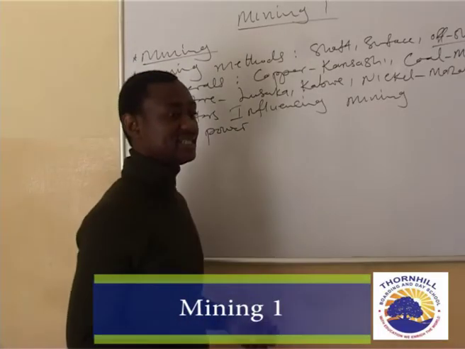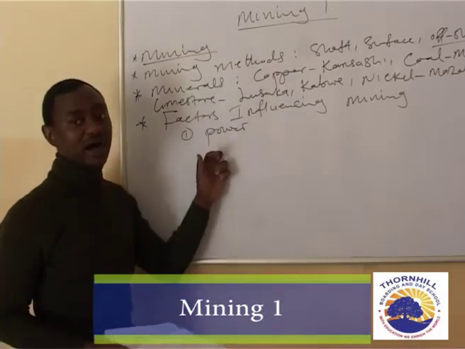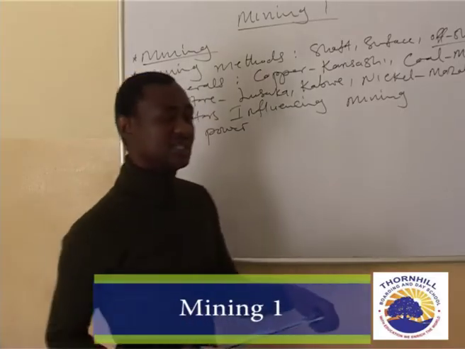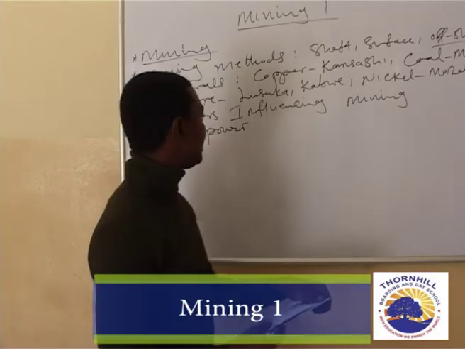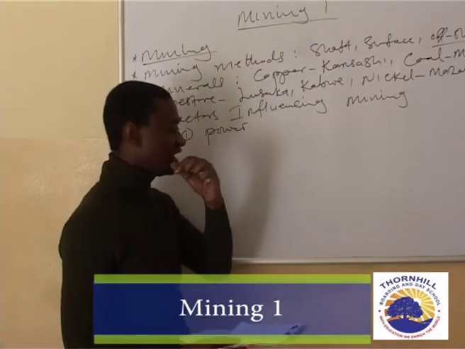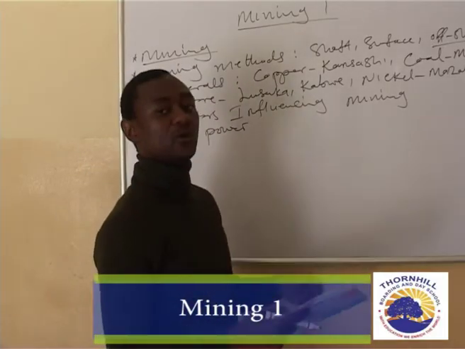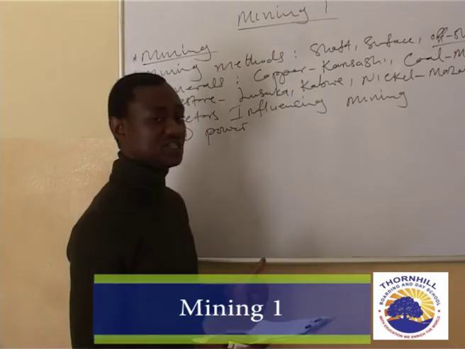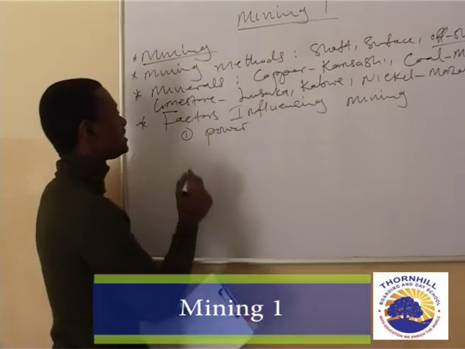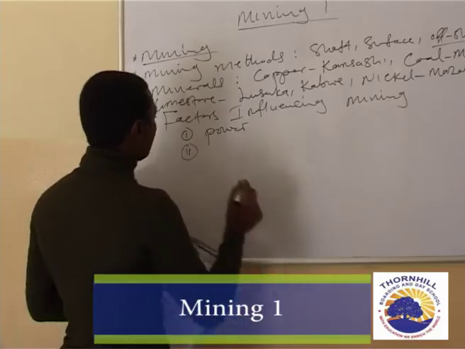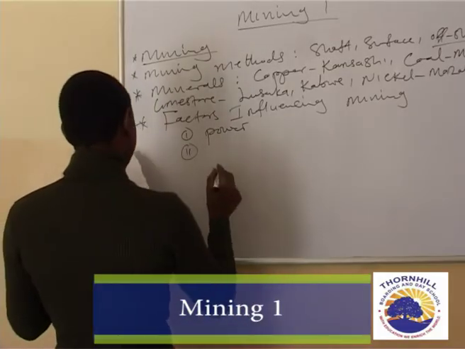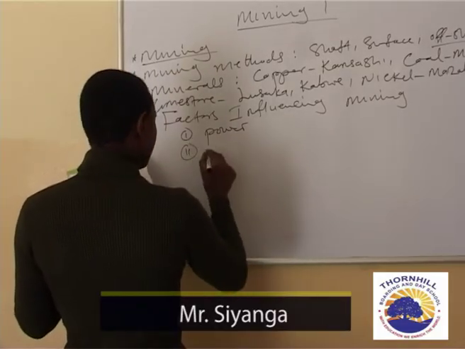Where mining activities are happening, there is need to have power. I'll give an example on the Copperbelt. There is even a power supplying company called CEC, Copperbelt Energy Corporation, and other companies that have come on board to supply power to the industries on the Copperbelt. So power is factor number 1. Factor number 2 that we have is accessibility.